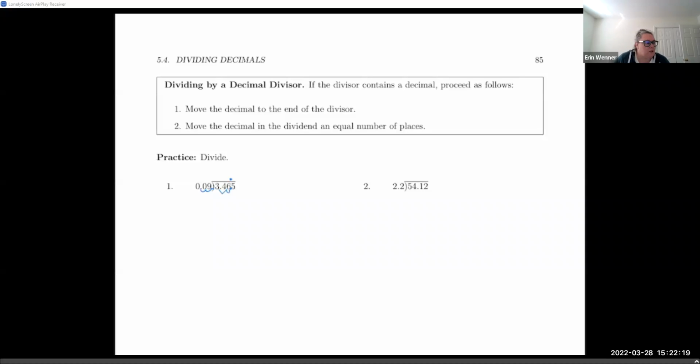So sometimes it's easier to now rewrite this because we have all these little lines. So what we're really doing is 9 into 346.5. That's the problem we're really doing, okay? So again, the number of times you have to move it in the divisor is the same number of times you have to move it in the dividend as well. And then once you do that, you'll place it up above, just like we were. And then we move forward as if we're just doing this division by a whole number.